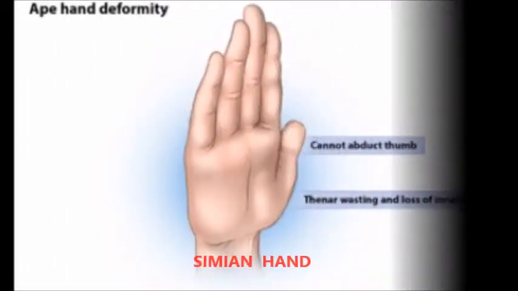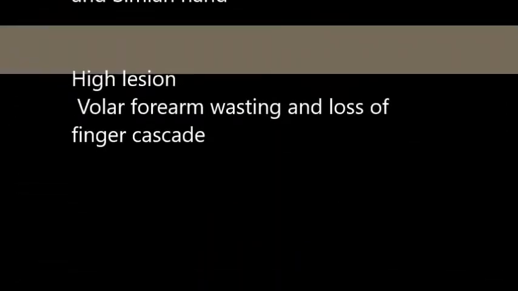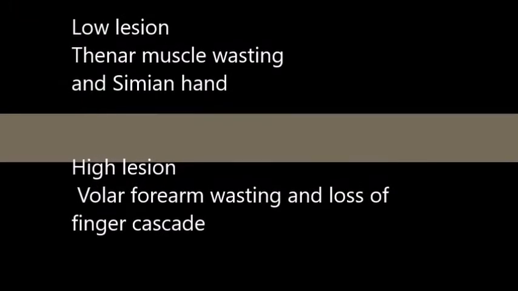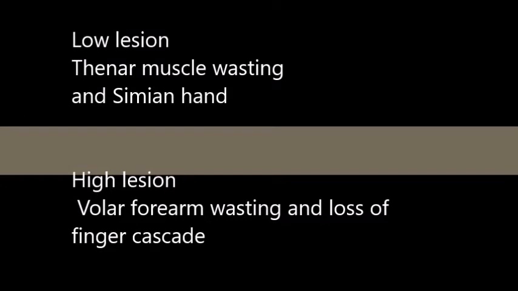A patient with simian hand and thenar wasting usually presents with low median nerve palsy from a lesion at the wrist area, while in high median nerve palsy, the patient usually presents with loss of normal finger cascade and volar forearm wasting that give the clue about the site of the lesion, either at the elbow or forearm area.